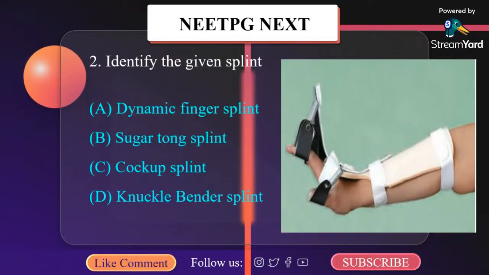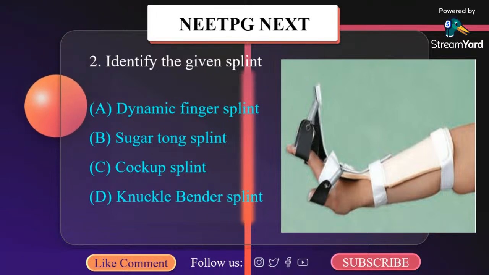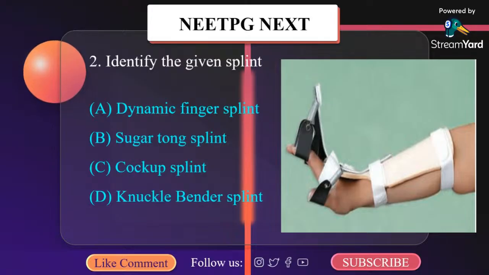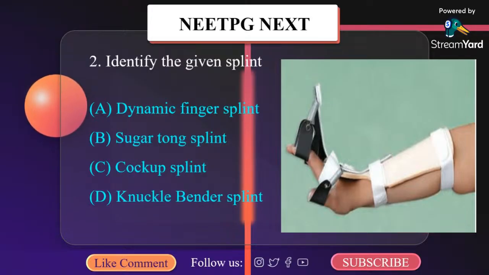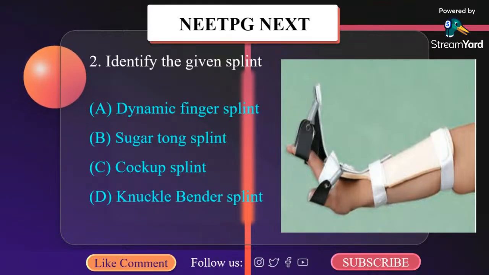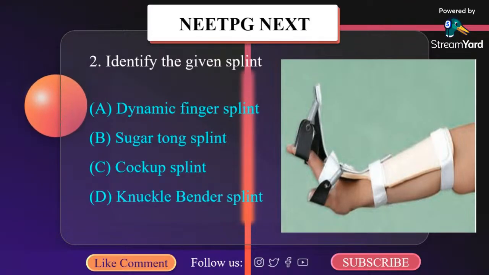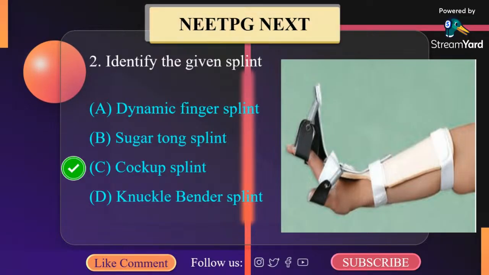What is sugar tong splint? Sugar tong splint of forearm. The sugar tong splint is commonly used to immobilize forearm fractures, particularly the distal radius fracture at the wrist, and in patients in whom it is desirable to maintain the forearm in some degree of supination or pronation. So the correct answer here is C, cock-up splint.